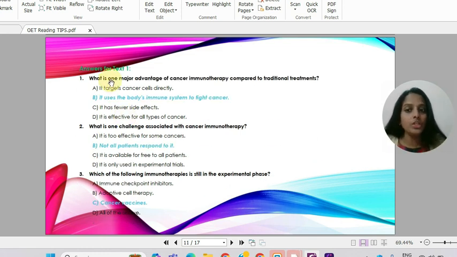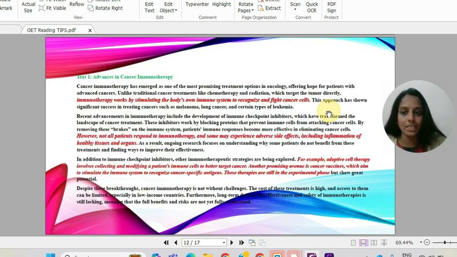For the first one, what is one major advantage of cancer immunotherapy compared to traditional treatments? So the answer is B. It uses the body's immune system to fight cancers. Let's see the passage. So if you see the passage here, in the second statement itself, it is given immunotherapy works by stimulating the body's own immune system to recognize and fight cancer cells. Right? So this text highlights that immunotherapy works by stimulating the body's immune system, unlike traditional treatments like chemotherapy that target the tumor directly. So that's the right answer.